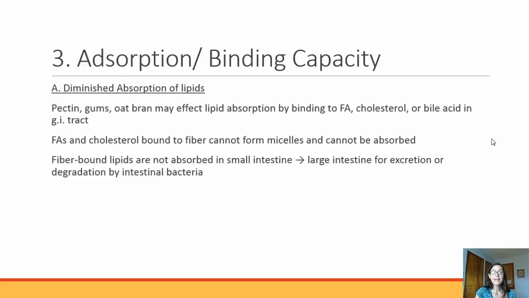Okay, so we know that some of our fibers can bind to fatty acids, cholesterol, and bile acid in our GI tract. So we've eaten our food, it's in our digestive tract, in our intestines, and we have our fibers in there that will bind to these substances. Now, when fatty acids and cholesterol from our diet bind to this fiber, they're not going to be absorbed. They can't be absorbed into the enterocyte. They can't form the micelles to be distributed to the rest of the body. So what's going to happen? They're going to keep going to the large intestine for excretion or degradation by bacteria.